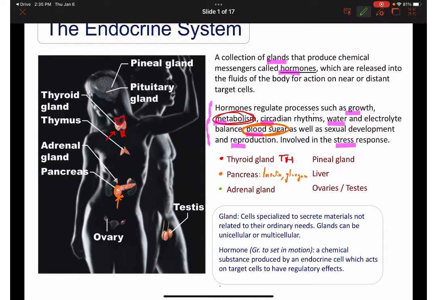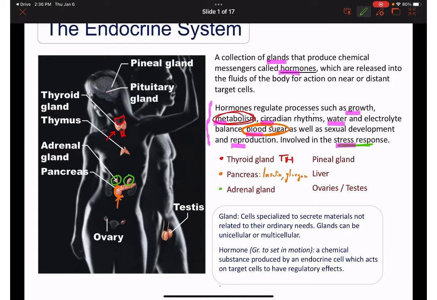What about the adrenal glands? We have two adrenal glands, one located on top of each kidney. Well, the adrenal glands actually have two different parts to it. They have an inner medulla region and they have an outer cortex region. And both of those are going to produce different hormones that are involved in different things. But overall, the adrenal gland is going to be involved in the stress response.